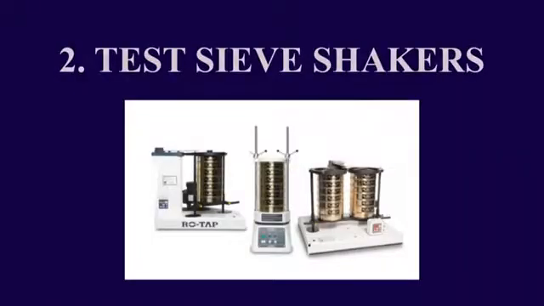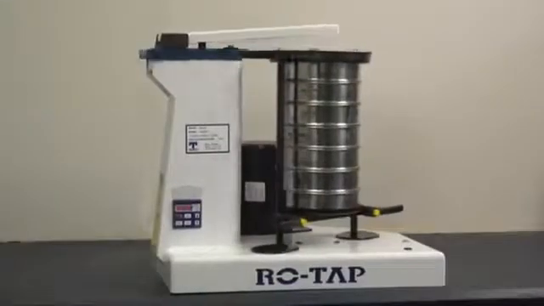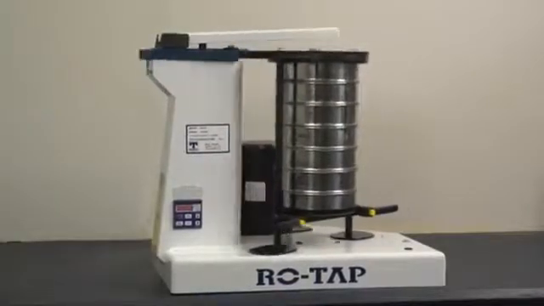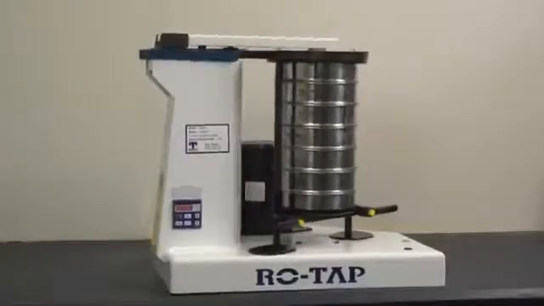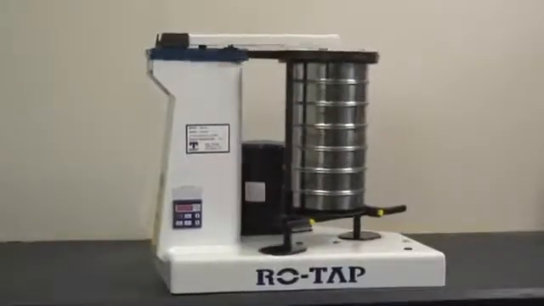Test sieve shakers. The shaker must provide a consistent action that allows sample particles to effectively pass through the test sieves. The action may be tapping or non-tapping, vibratory or electromagnetic. There are no known calibration standards pertaining to sieve shakers.